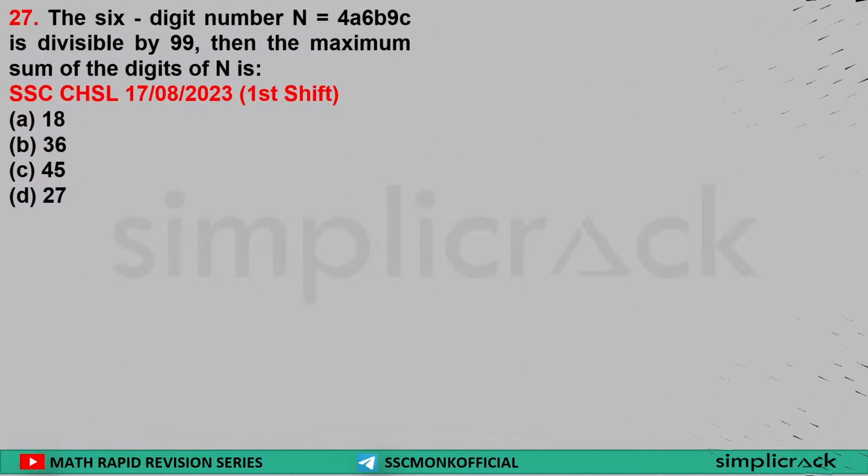Next. The 6-digit number n is equal to 4a6b9c is divisible by 99. Then what can be the maximum sum of digits of n? Now see. N maximum sum of all of the digits, that means 4 plus a plus 6 plus b plus 9 plus c. Yes? Yes. Now 4, 6, 10 plus 9 is equal to 19 plus a plus b plus c. This is what it is. Right or wrong? Yes.